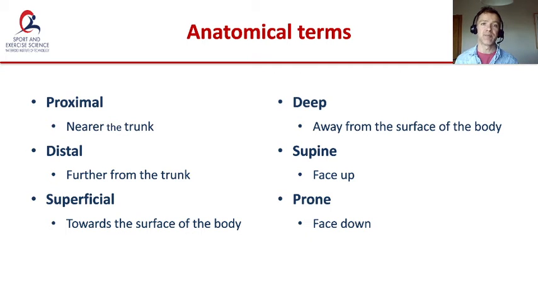Superficial and deep. Superficial means something that is towards the surface of the body, and deep is something that is away from the surface of the body. It lies underneath other structures. Supine and prone. Supine means something that's face up. Prone is something that is face down.